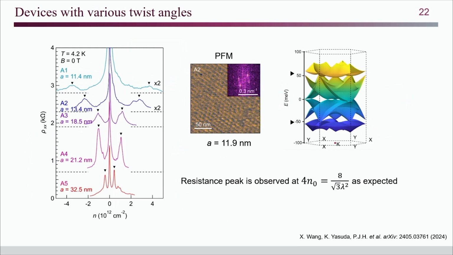We can fabricate more devices with a different twist angle, and then we can study devices with different Moiré wavelengths. For all of these devices, we see these satellite resistance peaks. And by comparing with our PFM image before the fabrication, we actually can now assign these satellite resistance peaks to be the fillings of the Moiré bands.